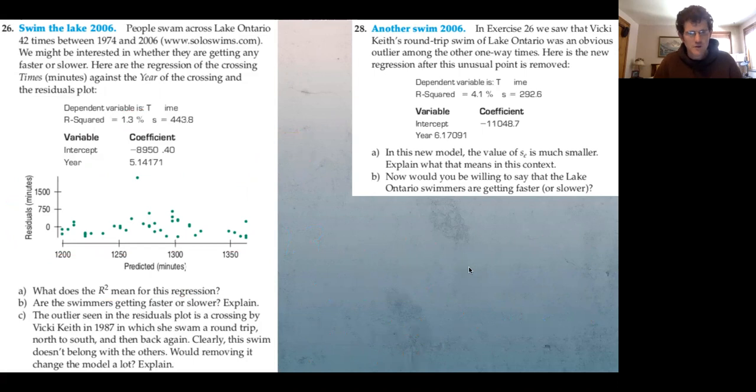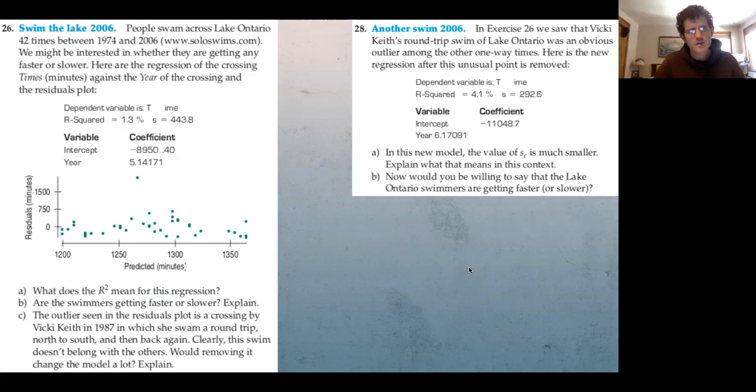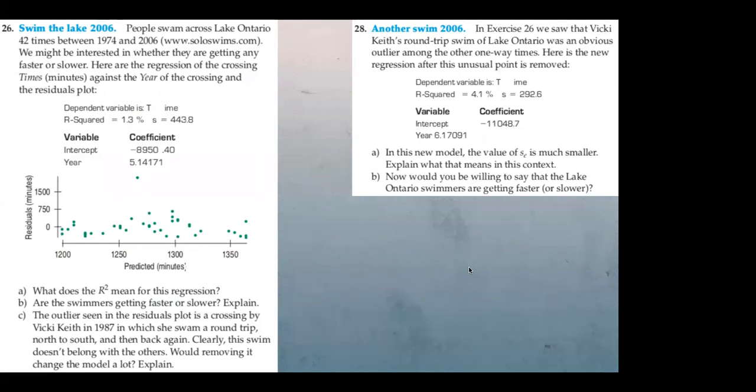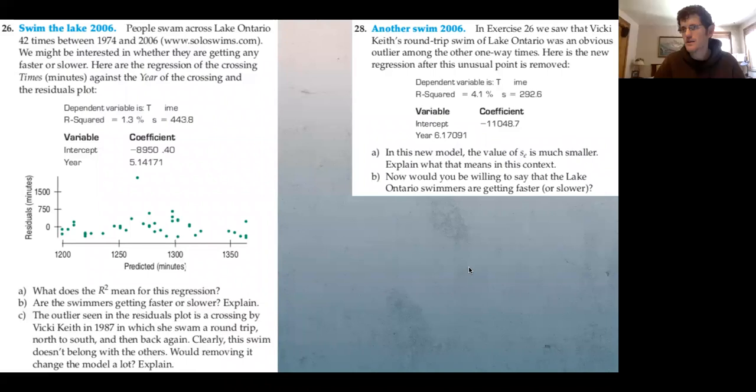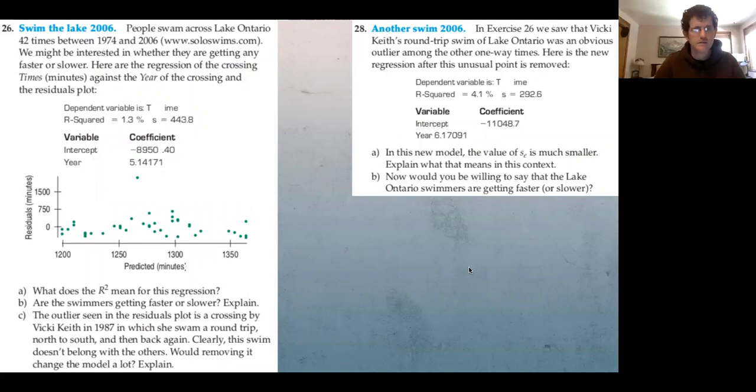Are the swimmers getting faster or slower? What do you think? Aren't they getting faster because the slope is positive? So the slope is counting the number of minutes. Would we want a positive or a negative slope? We want negative. It'd be negative, so they're actually getting slower. Though it is a good thought. I'm glad you caught onto the slope being positive. It's just that in this context, faster would mean the slope is going down.